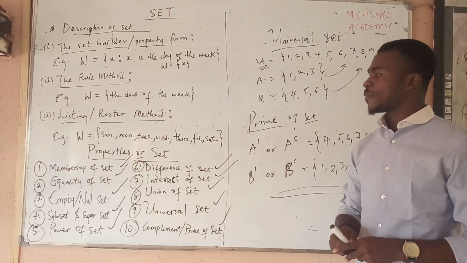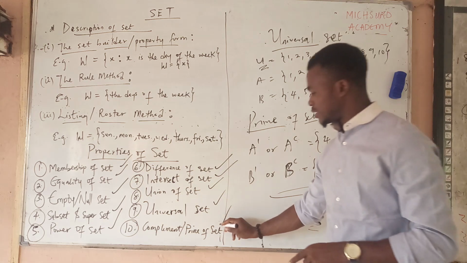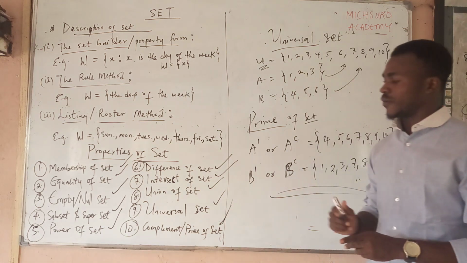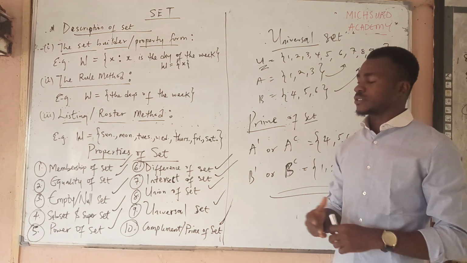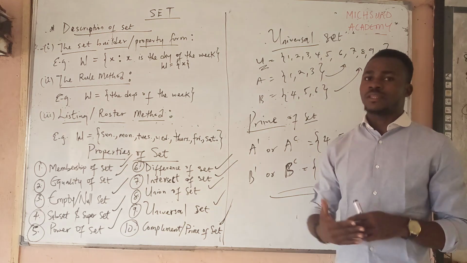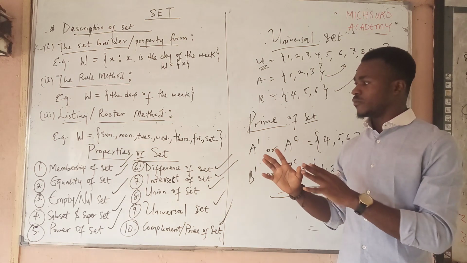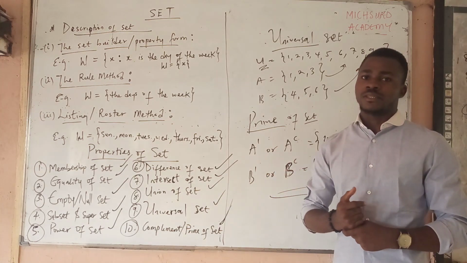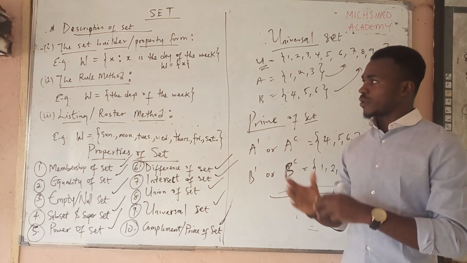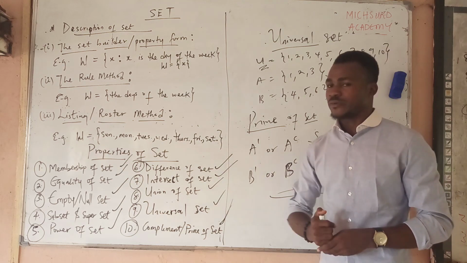So we are going to end the class here on properties of a set. In our next class, we are going to look at the Venn diagram and see different questions or aspects of the Venn diagram. Thank you very much. So this is where we end the class for today.